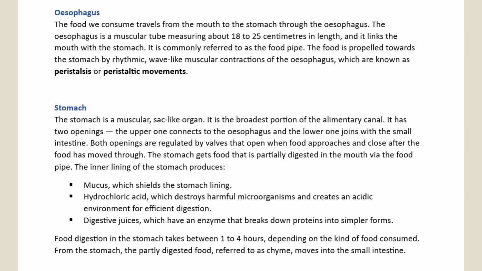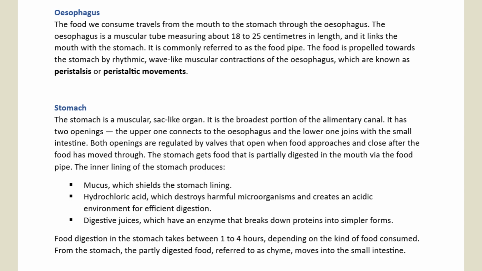Stomach. The stomach is a muscular, sac-like organ. It is the broadest portion of the alimentary canal. It has 2 openings. The upper one connects to the esophagus and the lower one joins with the small intestine. Both openings are regulated by valves that open when food approaches and close after the food has moved through. The stomach gets food that is partially digested in the mouth via the food pipe.